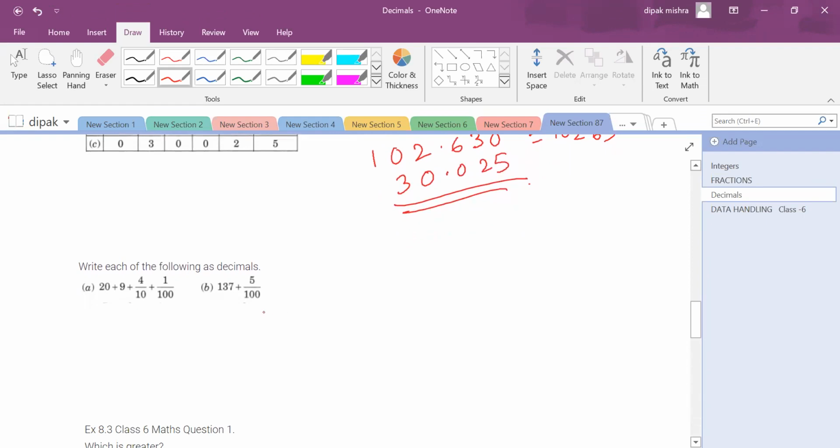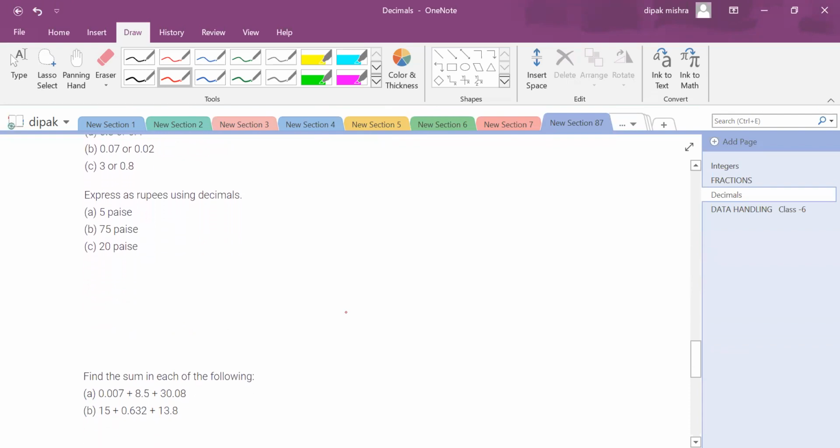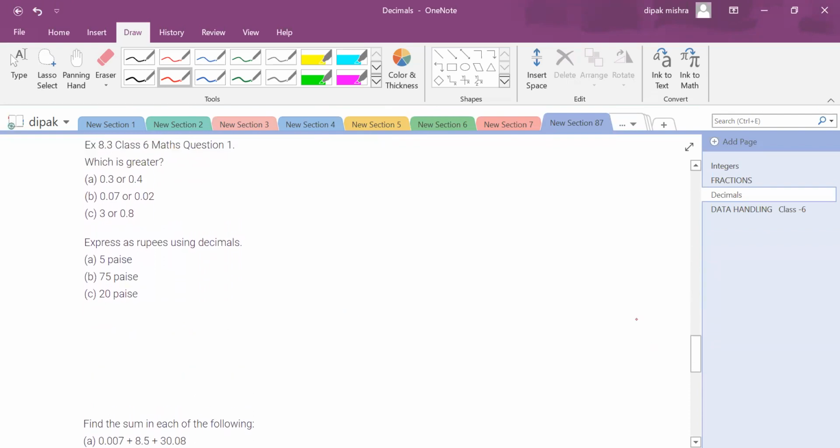Now again, write this number: 20 plus 9 plus 4 tenths plus 1 hundredth. So tens, ones, tenths, hundredths. It will be 29.41. Straight away we can write this. Next, 137, and nothing is there in the tenths place. So 137 point, tenths is nothing, so it will be 0 and then it will be 5. So 137.05. Okay. Which is greater?